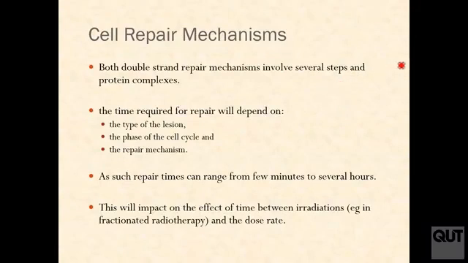Both double-strand repair mechanisms involve several steps and protein complexes. The time required for repair depends on the type of lesion, the type of damage, the phase of the cell cycle that the cell is in, and the repair mechanism itself. It can take a few minutes to several hours to repair, and this will impact on the effective time between irradiations. We'll go into this a bit later on. So this will affect the fractionation of, for example, radiotherapy treatments.